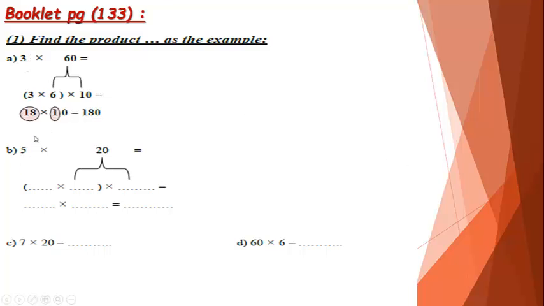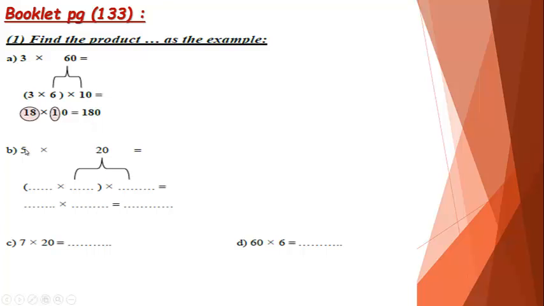Here, the first one is already solved. 60 is divided into 6 and 10. 6 by 10 equals 60, and the 3 as it is. 3 times 6 equals 18. 18 times 10 equals 180.